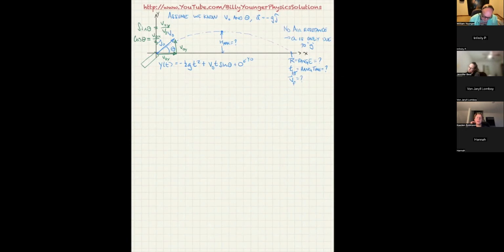Okay. Now I'm going to use the exact same equation for x as a function of t. Only in this case, the acceleration is 0. So I get v0t cosine theta plus 0, because lo and behold, x0 is equal to 0. Okay, so those are my two equations.